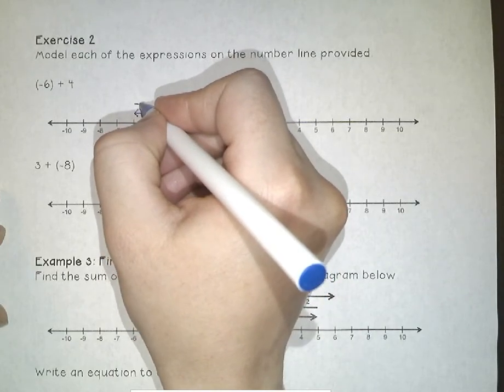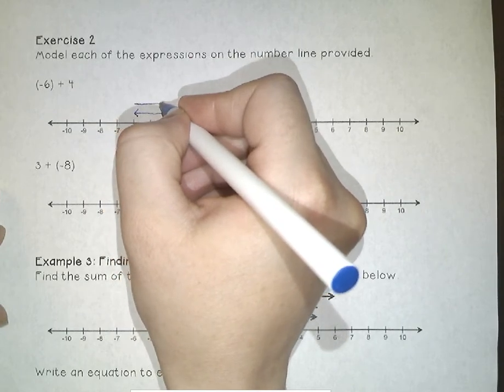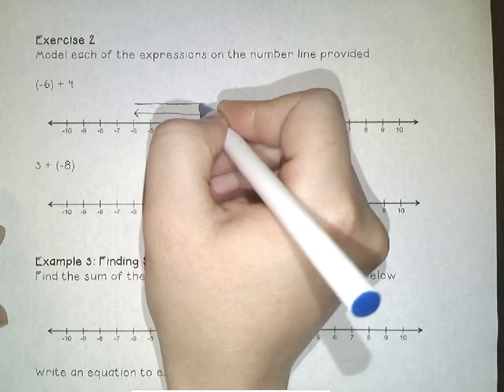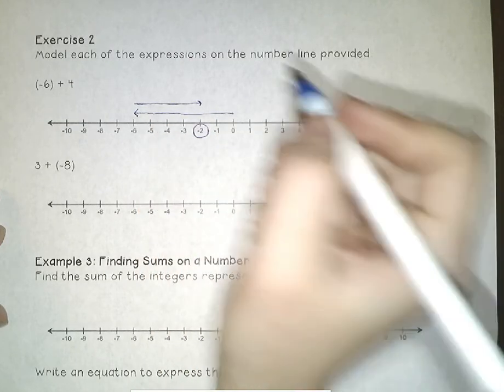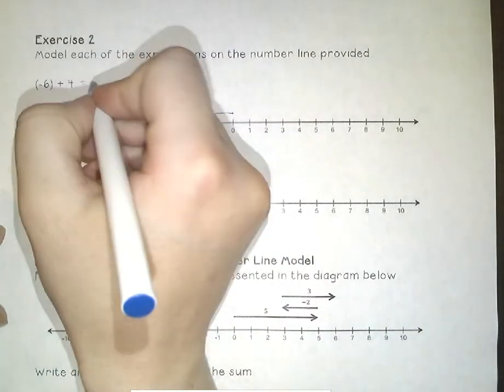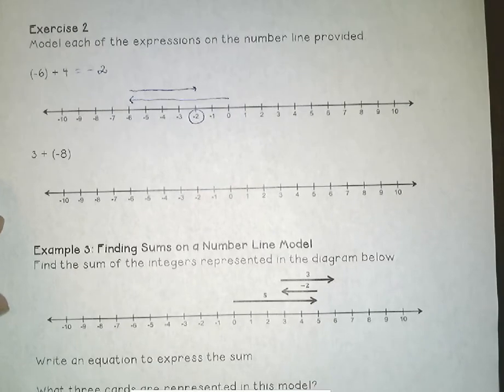And we are adding 4 to the -6, so now we are starting at -6 and we are going 4 units to the right because 4 is a positive number. And after we go 4 units to the right, we end up at -2. -6 plus 4 is -2. Okay, absolute value of 4 in this case is 4.